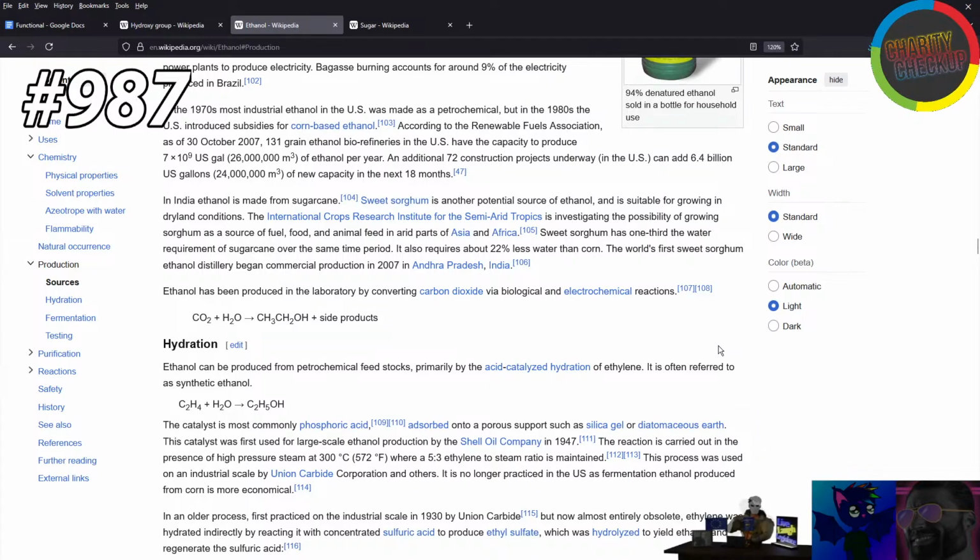Biological electrochemical reactions, but I mean, this is a lot of heavy lifting to do for an arrow. You start with carbon dioxide, you add water, arrow, and there we go. That's a lot of heavy lifting for an arrow.